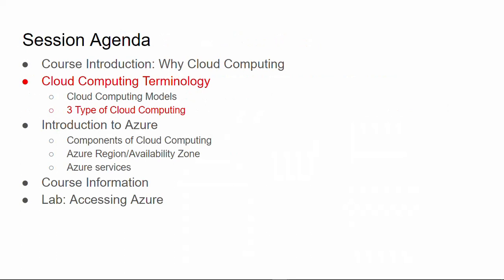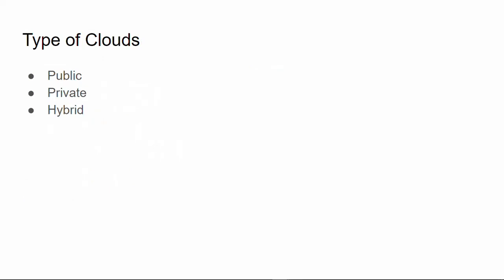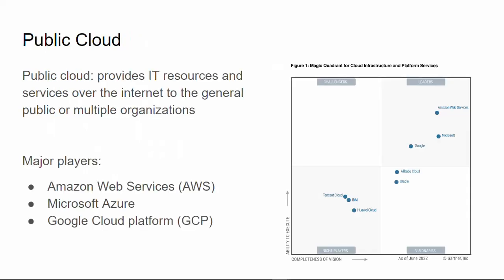The next question we want to talk about regarding cloud computing technology is the three types of cloud computing. There are three types of clouds, basically: public, private, and hybrid. We're going to talk about each individually. The first type of cloud is public cloud. Public cloud is a cloud that provides IT resources and services over the internet to the general public or multiple organizations.